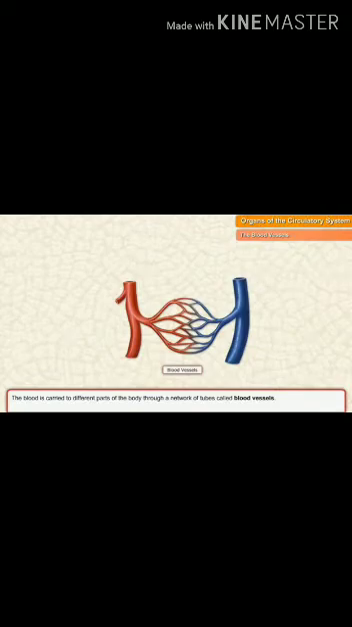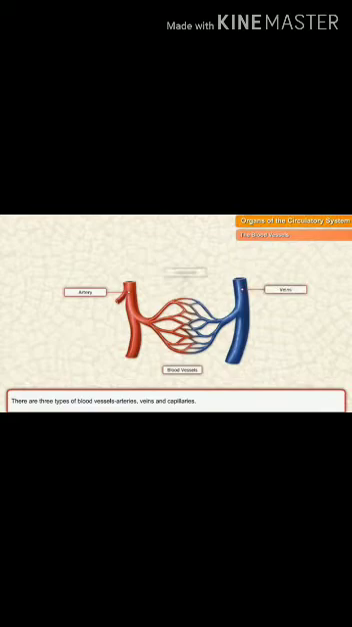The blood vessels. The blood is carried to different parts of the body through a network of tubes called blood vessels. There are three types of blood vessels: arteries, veins, and capillaries.